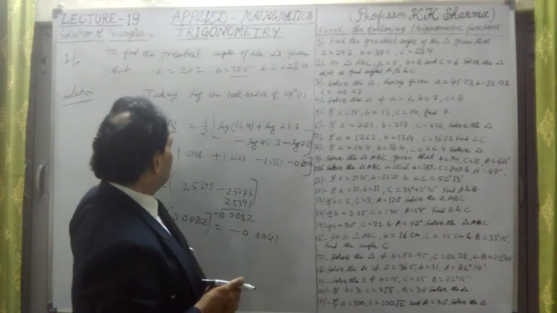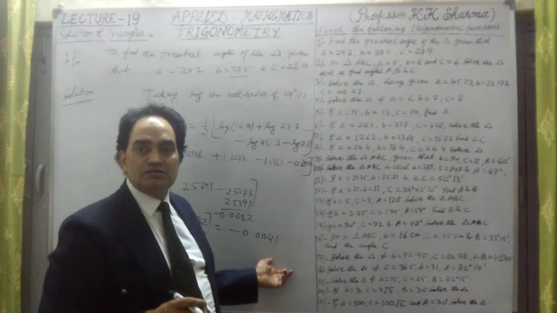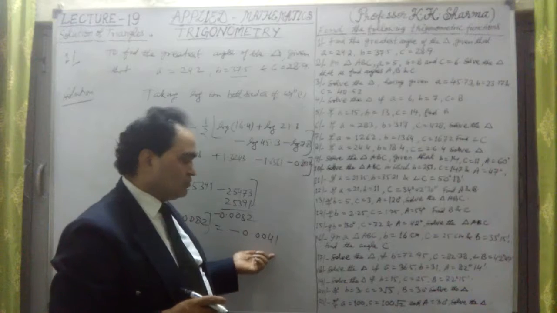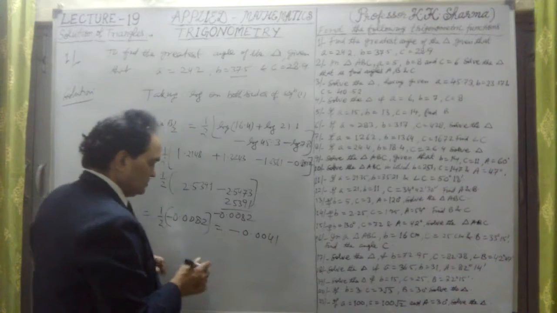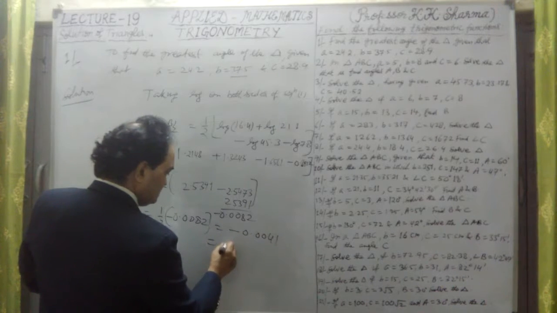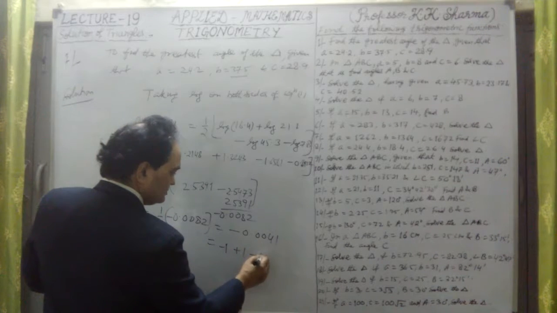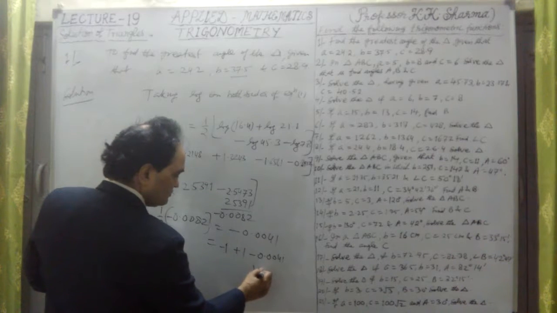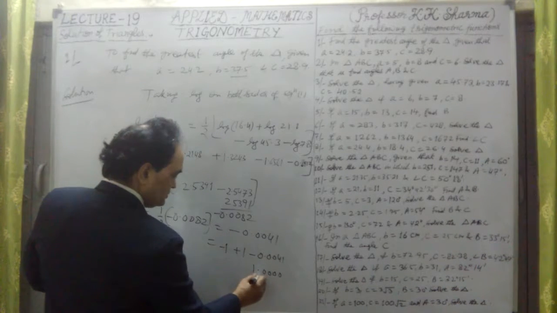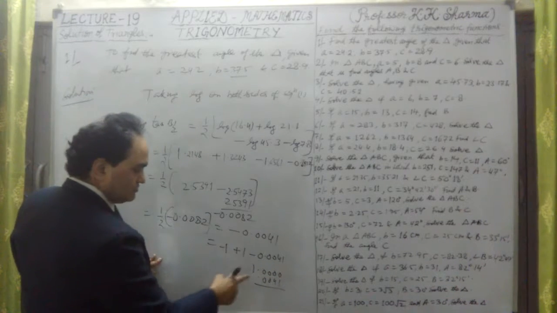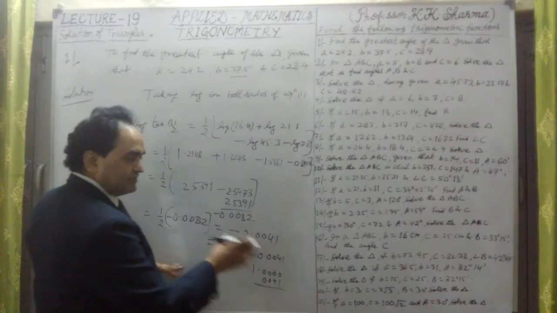Then 10 to the power x by 2 will be there. But this we have to make positive. How do we make it positive? We have to add 1 and subtract 1. So let me put it here. This is to be made positive. Now this will be minus 1 plus 1 minus 0.0041. From this 1, that is 1.0000, this 0.0041 is to be subtracted. Make it positive. Mantissa is to be positive.